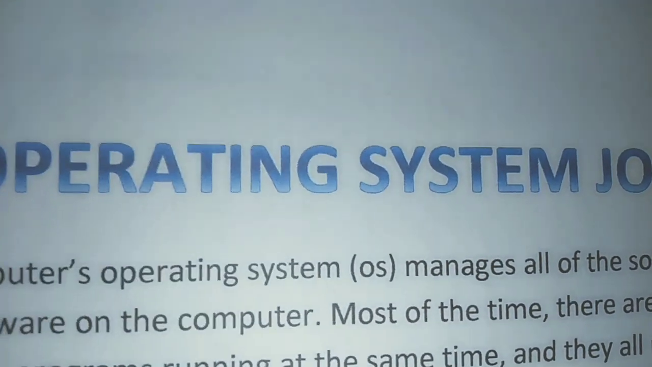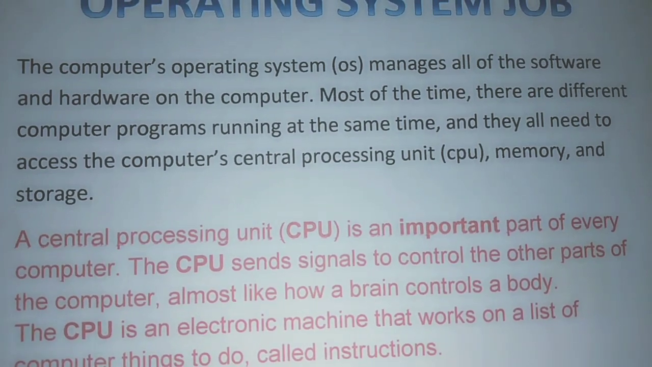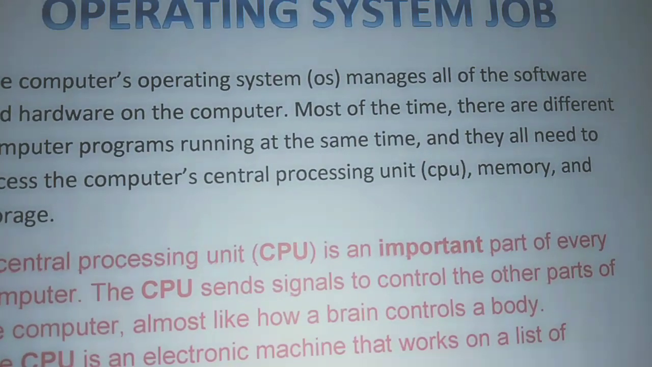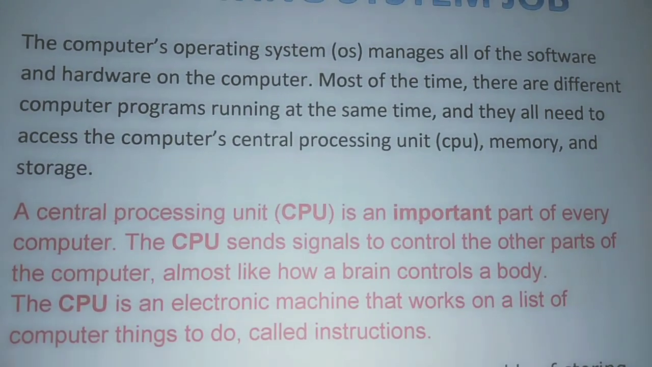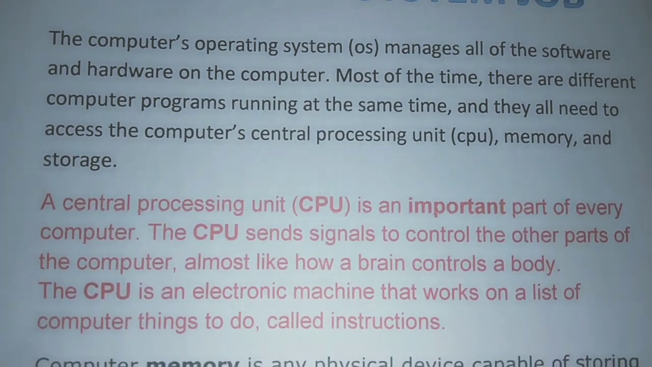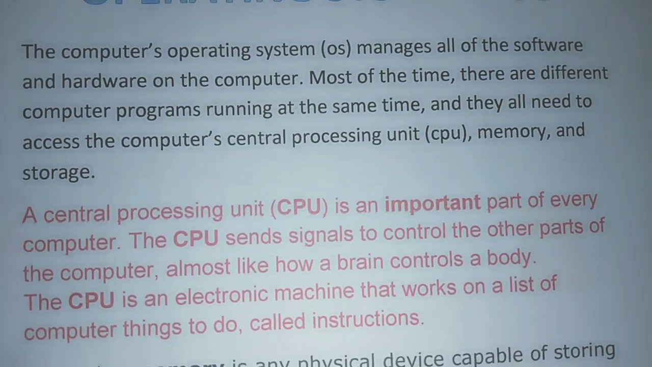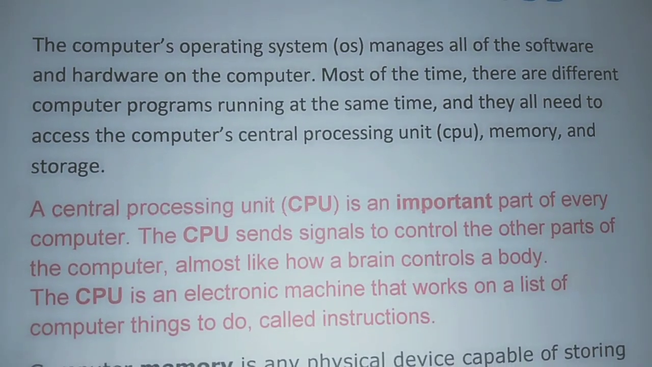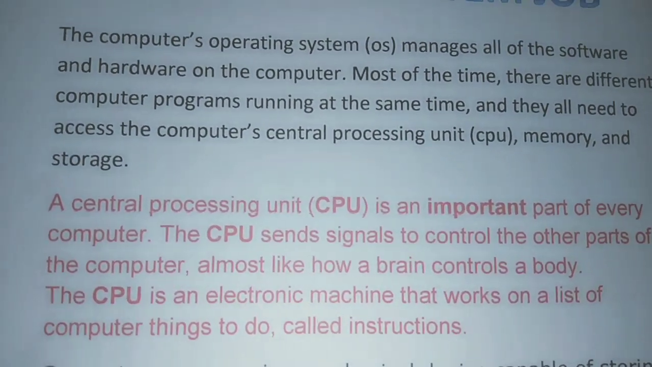Hi, today we'll be learning about an operating system's job. The computer's operating system (OS) manages all the software and hardware on the computer. Most of the time there are different computer programs running at the same time, and they also need to access the computer's central processing unit (CPU), memory and storage.